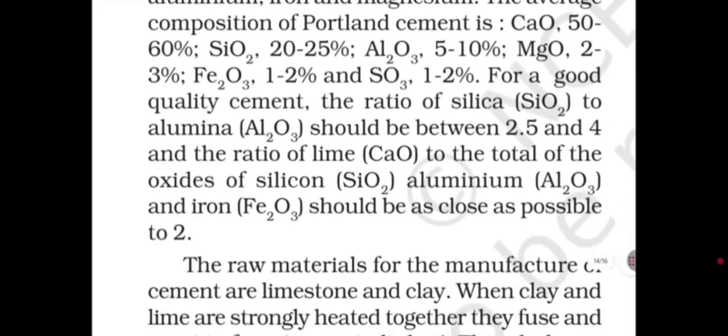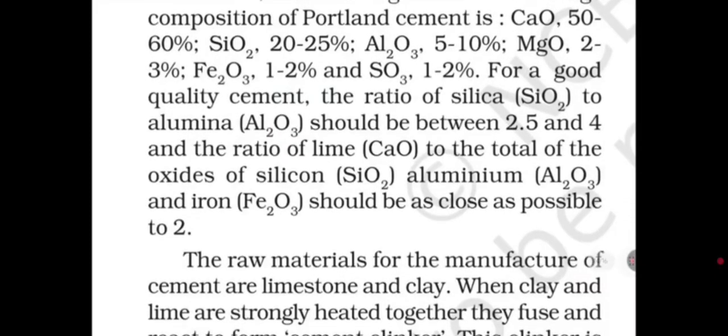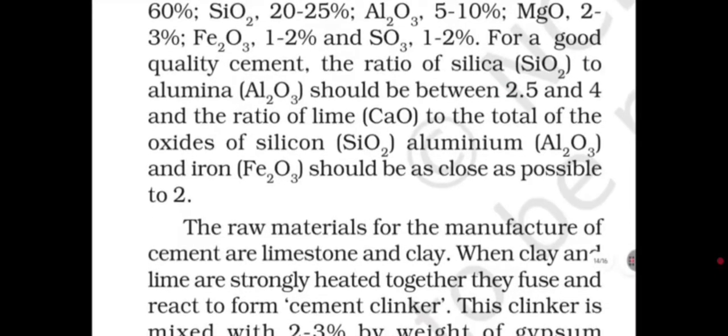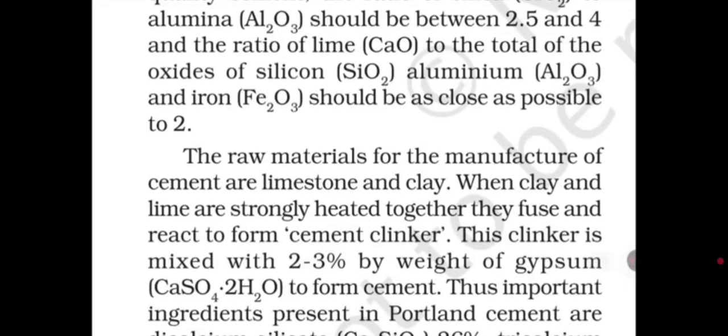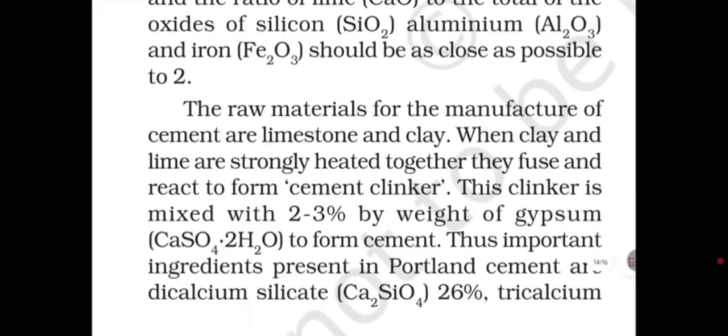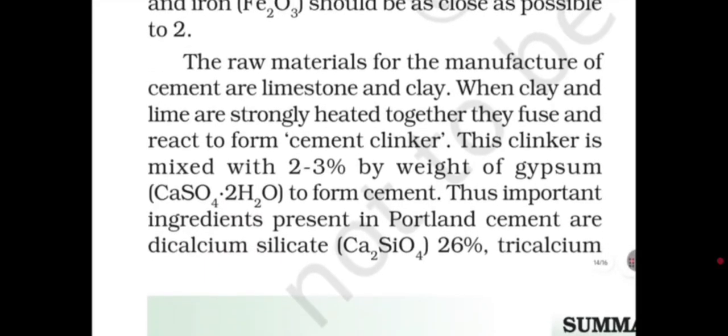The average composition of Portland cement is calcium oxide 50 to 60%, silicon oxide 20 to 25%, aluminium oxide 5 to 10%, magnesium oxide 2 to 3%, iron oxide 1 to 2%, and SO3 1 to 2%. For a good quality cement, the ratio of silica, SiO2, to alumina, Al2O3, should be between 2.5 and 4, and the ratio of lime, calcium oxide, to the total of the oxides of silicon, aluminium, and iron should be as close as possible to 2.